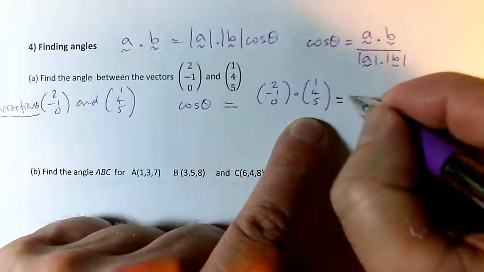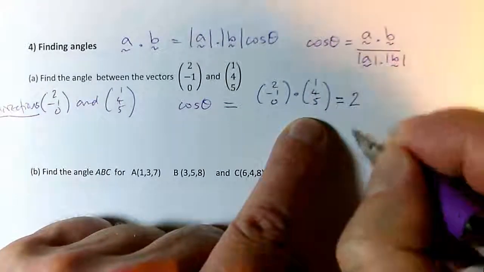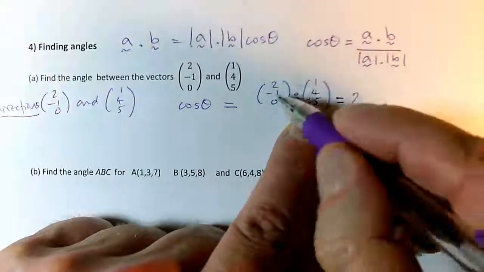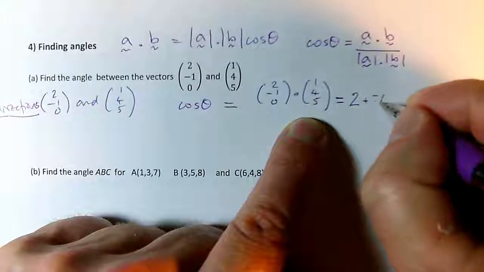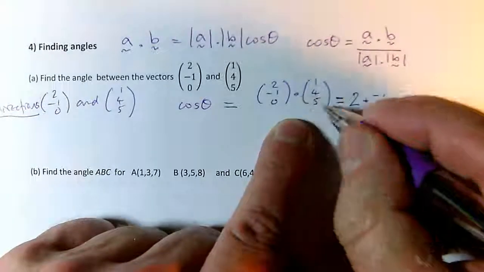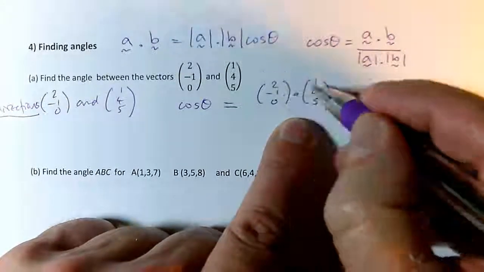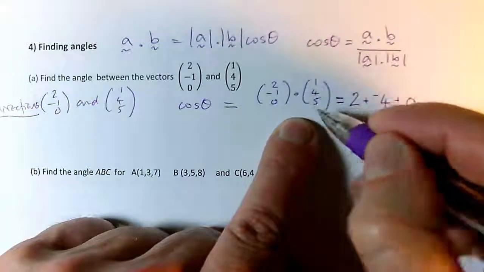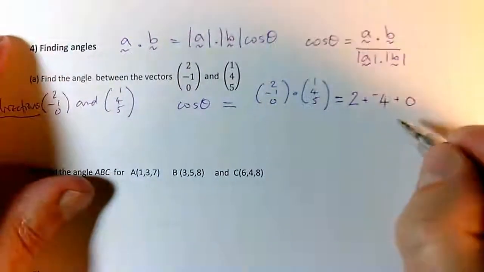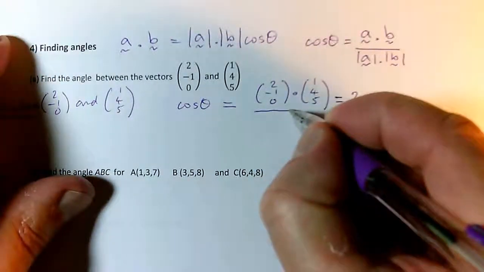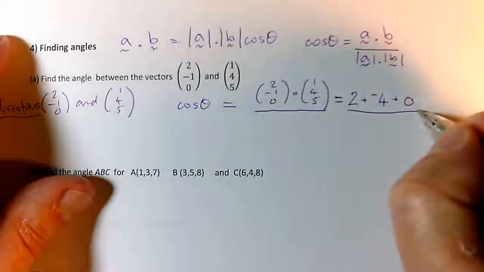2 times 1 is 2, but I don't write that in a vector. It's 2 times 1 is 2, and then minus 1 times 4 is minus 4, so it's 2 plus minus 4, plus 0 times 5 is 0. So I multiply the x bits and the y bits and the z bits, but then I add them together. That's just the recipe for the scalar product. That's going to be the top of my fraction.